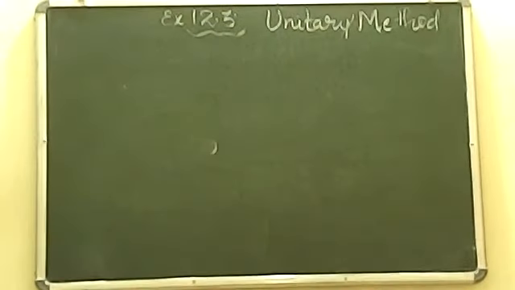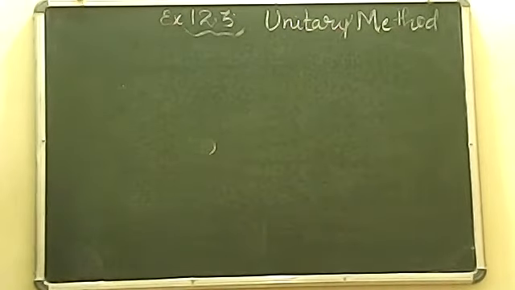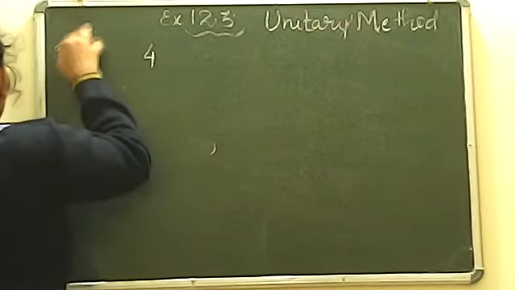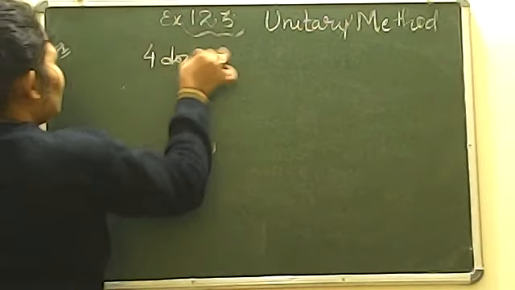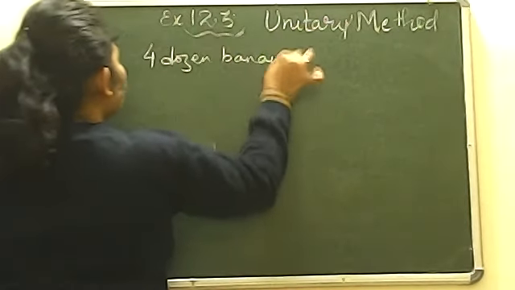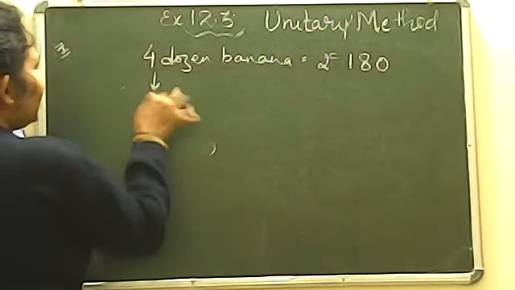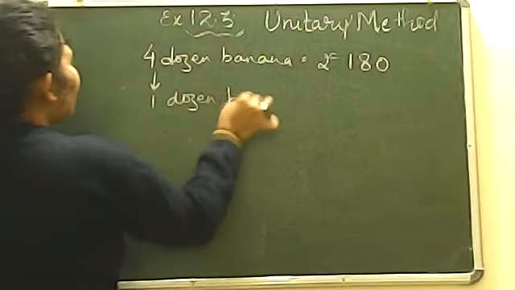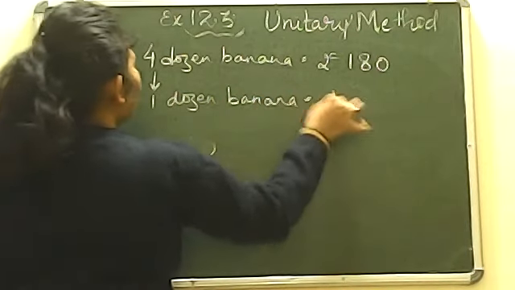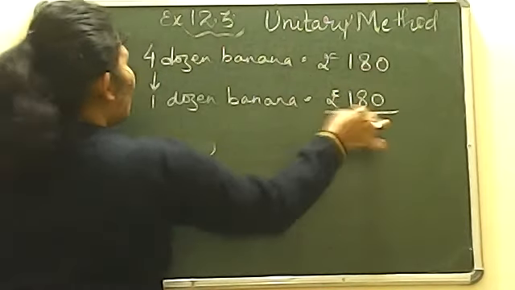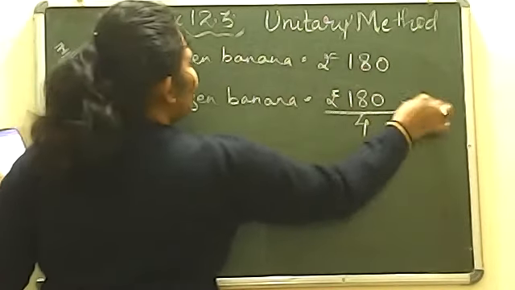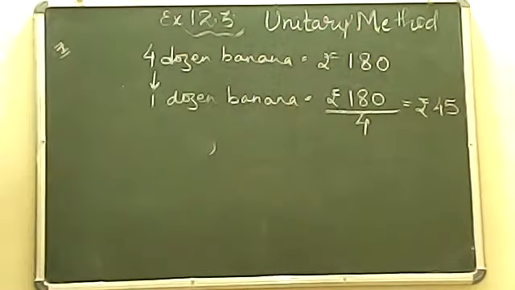I gave you the question in which I said that 4 dozen banana, that was question number 7, is costing rupees 180. Okay? So from 4 dozen, first let us find out for 1 dozen. So 1 dozen banana will be equal to rupees 180 upon 4, which will simply give you rupees 45. Okay? If you know division directly, you can do it directly. If you want to cancel it one by one, you can cancel it also, because it will be completely cancelled by 4. Okay?